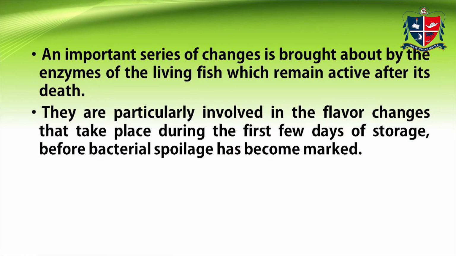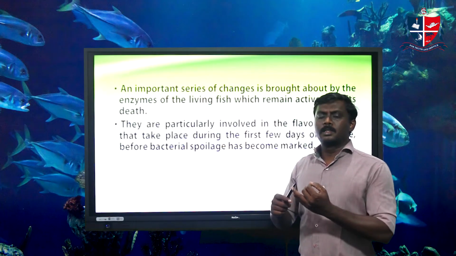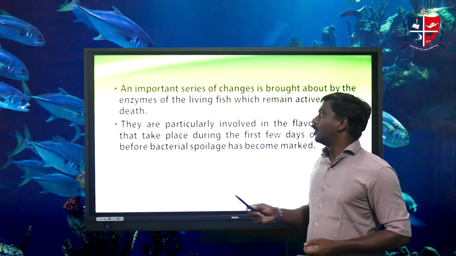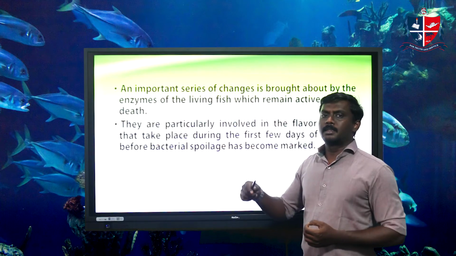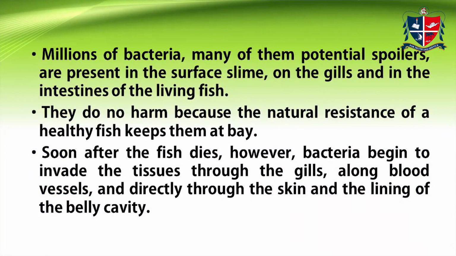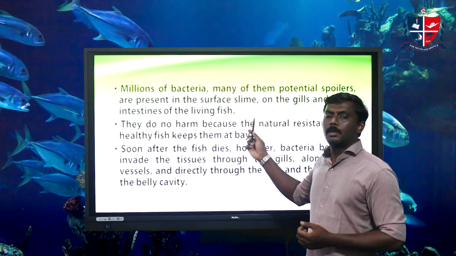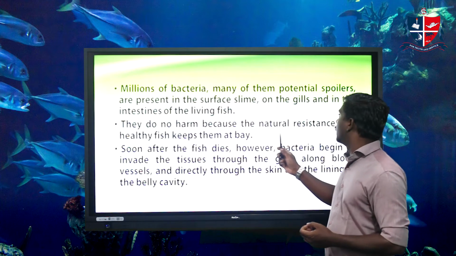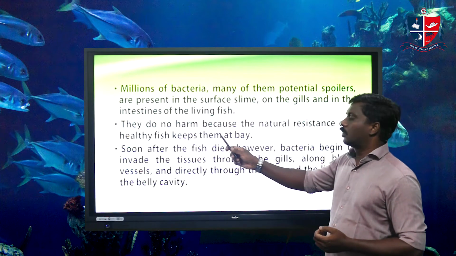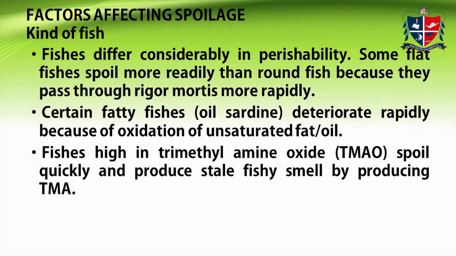Spoilage is due to chemical, microbiological and physical causes. The microbiological part deals with the bacteria present in the fish. There are millions of bacteria, many of them potential spoilers, present in the surface slime. But they will not act on the fish because healthy fish has a natural resistance which protects the fish from going rancid. Then we can discuss the various factors affecting spoilage.